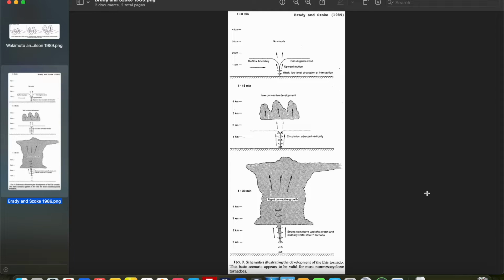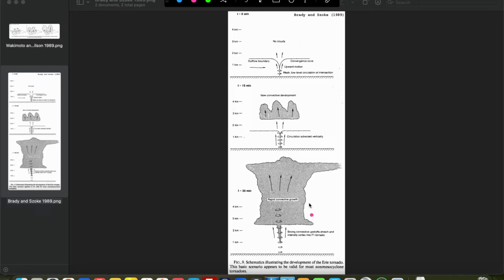That shows a very similar thing to what the Wakimoto figure showed, but this is as if we were standing at the surface, looking toward an outflow boundary and new convective development. So you have two air masses converging right along the boundary between the two. These little vortices develop, these mesovortices, and the convergence along the boundary forces that air to rise into the vertical, and you get new convective development, which can then stretch that circulation into the vertical.